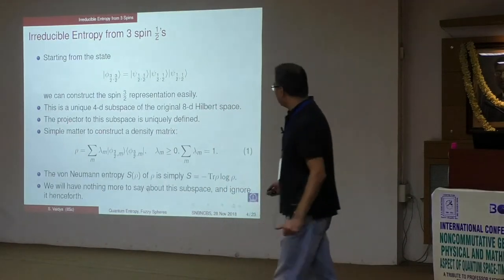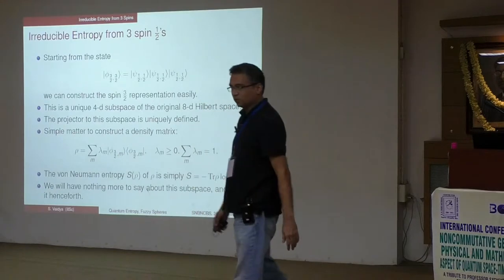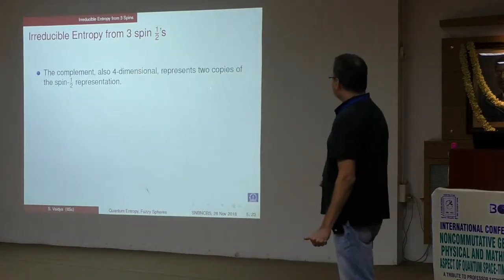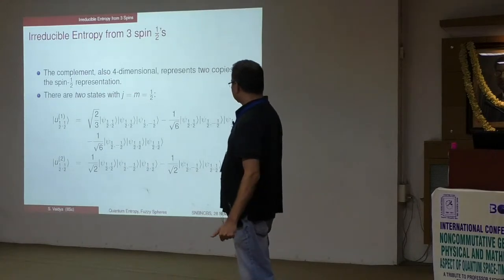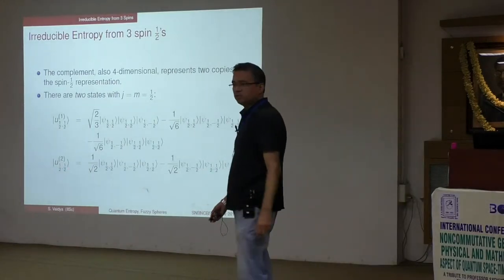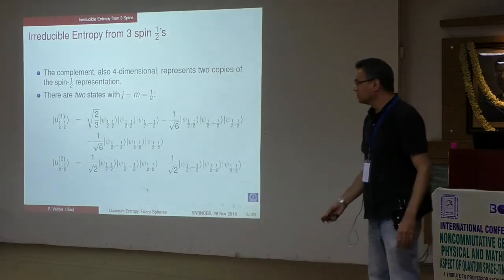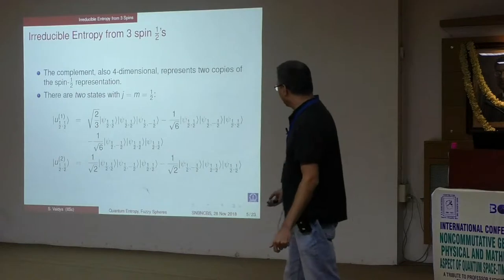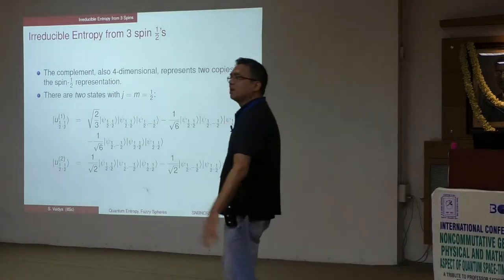Now, this particular four-dimensional subspace is not of interest to me, so I won't have anything to say about it, and I'm going to ignore it henceforth. It's the complement, the other four-dimensional subspace, that I'm interested in. The complement, which is four-dimensional, represents two copies of the spin-half representation. And for example, if you look at the spin with Sz equal to plus half, then there are two states, right? And I've written them out for you. You can work this out yourself, or just believe me, there's nothing subtle about it. It's something that we often give as homework. So there are two states with j equal to half, m equal to half, which are labeled as u1 and u2, and they are written in terms of linear combinations of the spin states of the original three spin half wave functions.